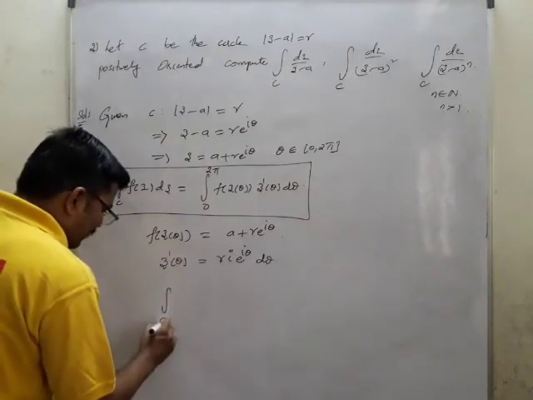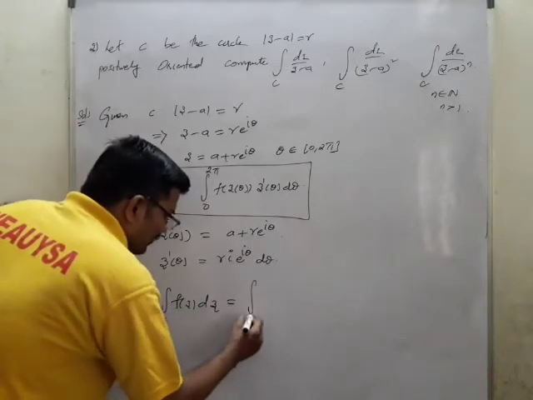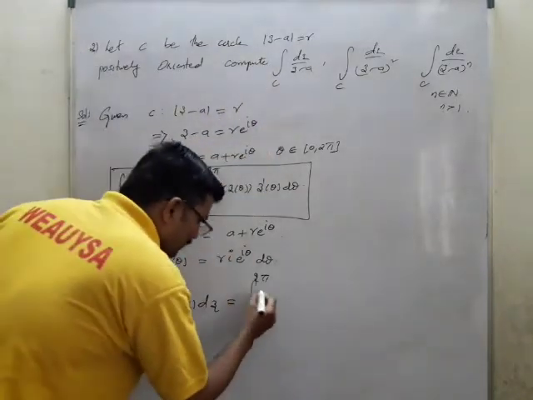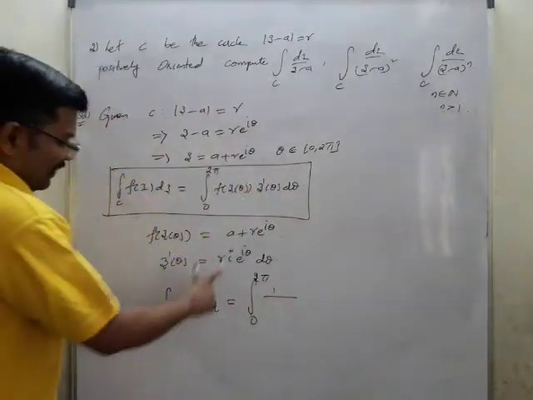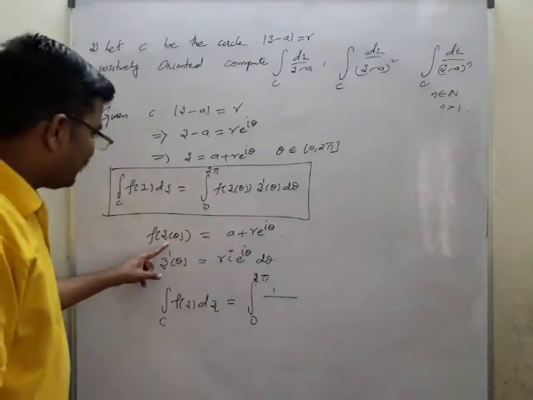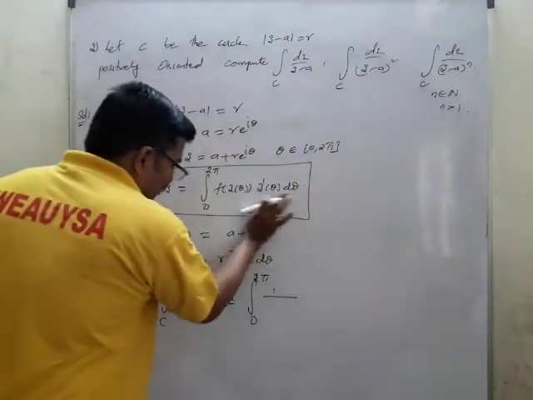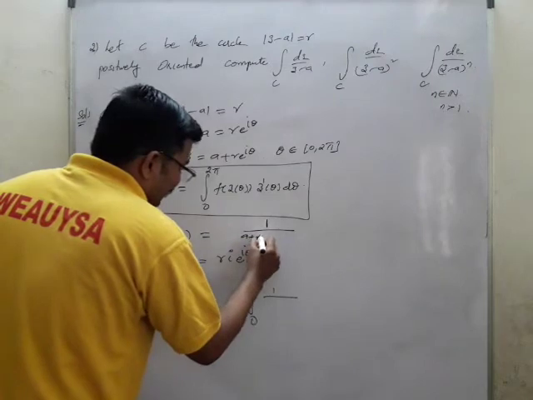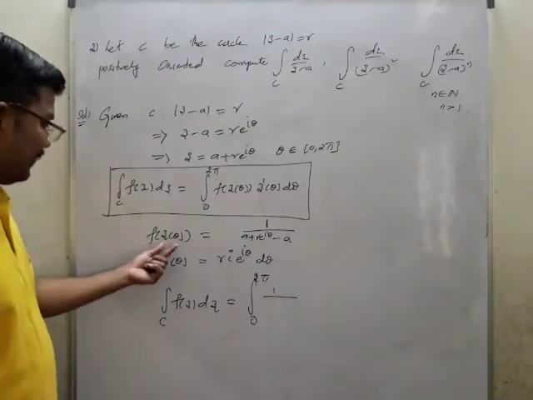So therefore what you will get, integral over C f of z dz is equal to integral over 0 to 2 pi of 1 by z minus a, meaning dz by z minus a. f of z is nothing but 1 by z minus a. So this value can be changed as 1 by a plus r e power i theta minus a. Now this is the value of f of z of theta.